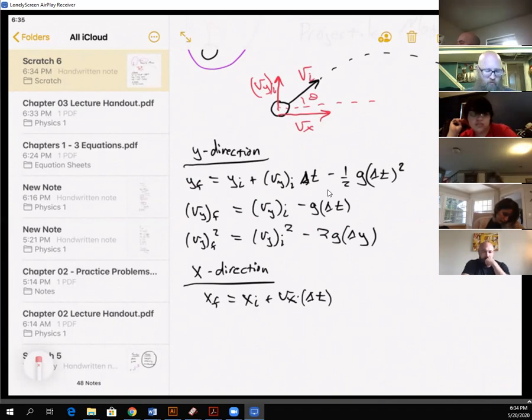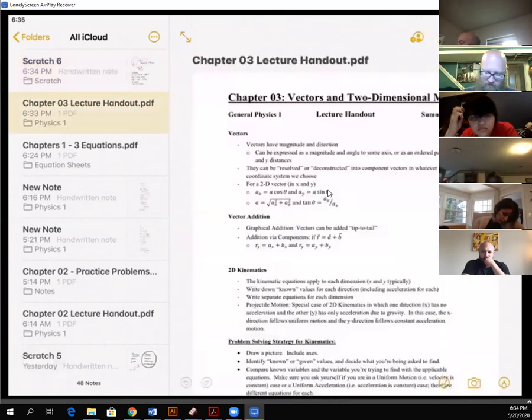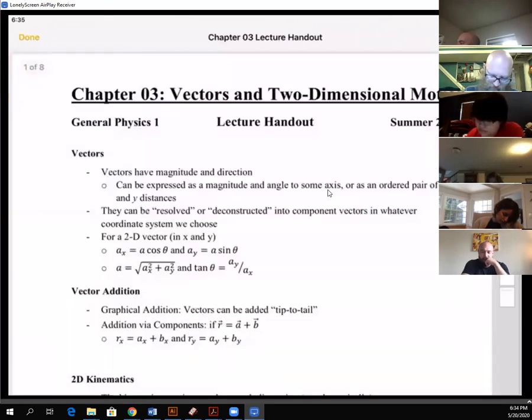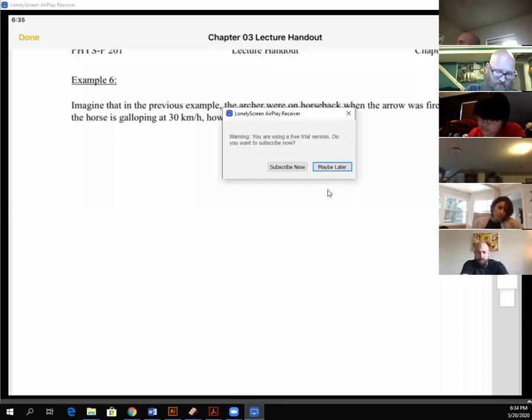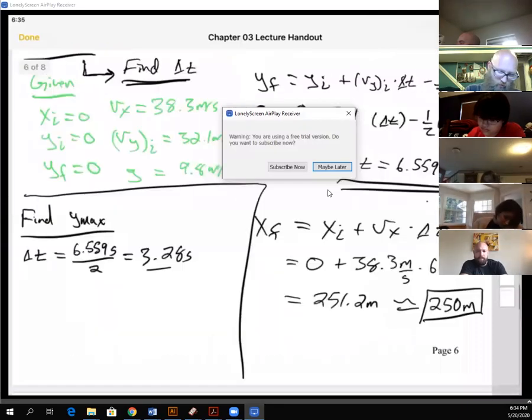So I think what I want to do is work one more problem, and that would be problem 7. This is 6. 6 is fun. 6 is the same as problem 5, only on a horse.